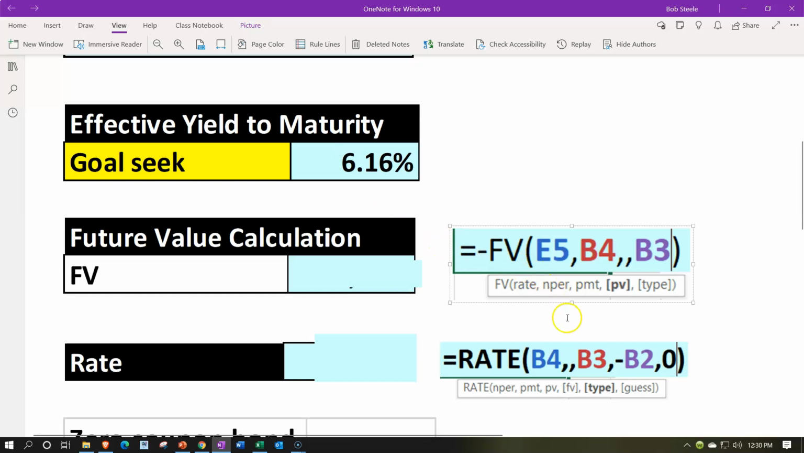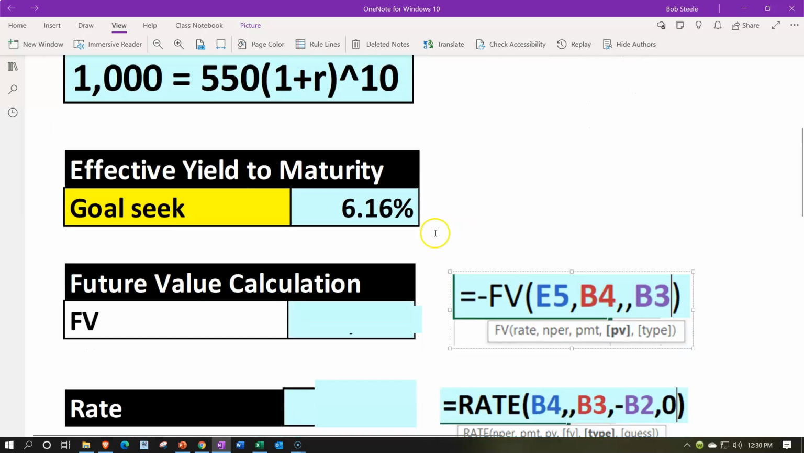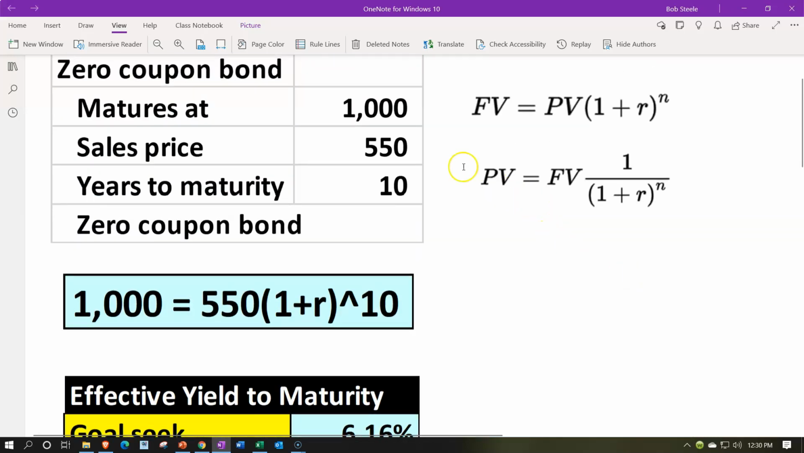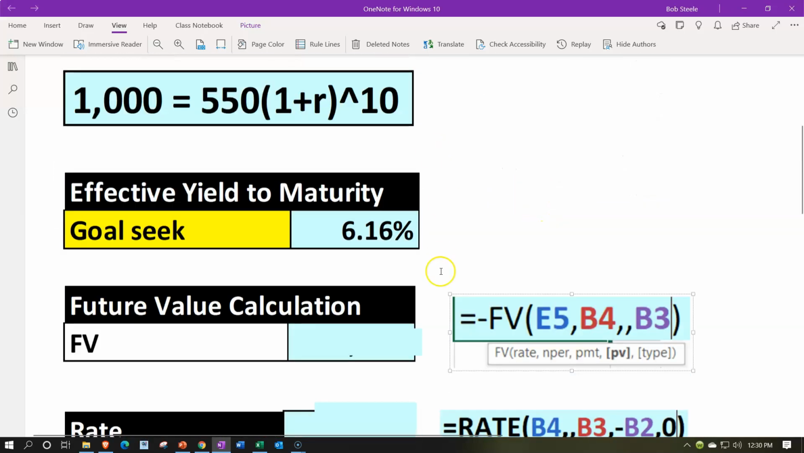And then we have the number of periods, that would be 10 on the number of periods, and then comma, comma, because it's not an annuity but present value of, future value of 1. And then the present value then would be that 550. And that would then give us a result that we know should be 1,000.